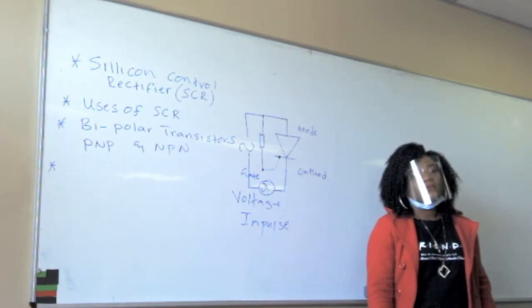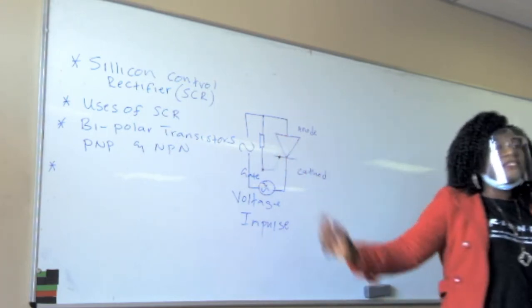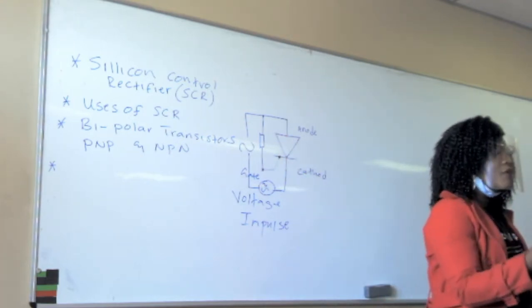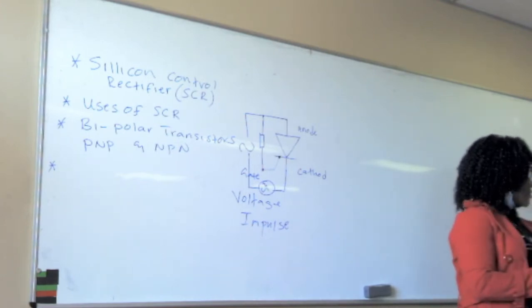So where can we use it? Because here we need to know the uses of SCR. Because I said it's an electronic component that is used to control or to regulate the flow of current.